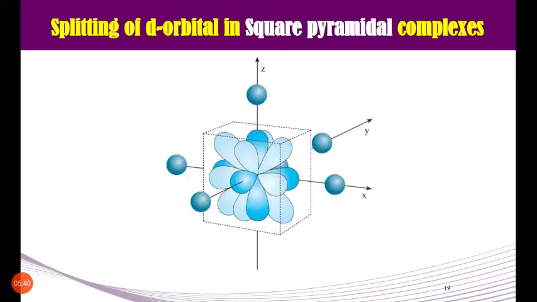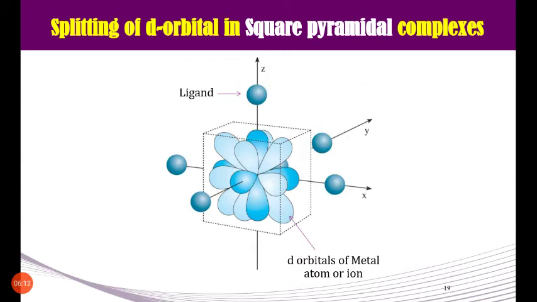See, this is the square pyramidal complex. It contains 5 ligands: 4 ligands from the x and y axis, and only one ligand approaching from the z axis. This is the d orbital. So what will be the interaction? The ligands are approaching along the axis. The y-axis contains 2 ligands, the x-axis contains 2 ligands, and the z-axis contains only one ligand.